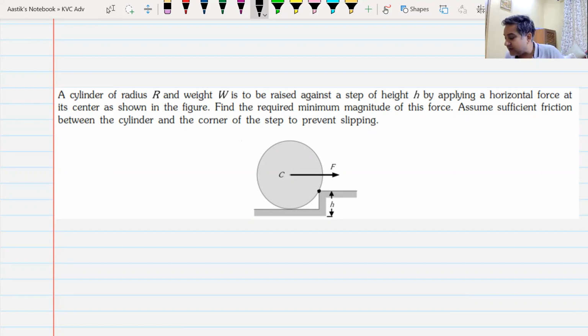You have to tell me the value of this F so that the cylinder can be raised on this step. The same question came in JEE. I will have a look. If I can find that question, I will show you that question as well.